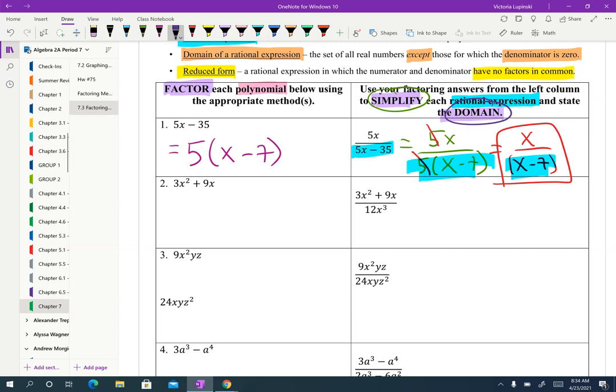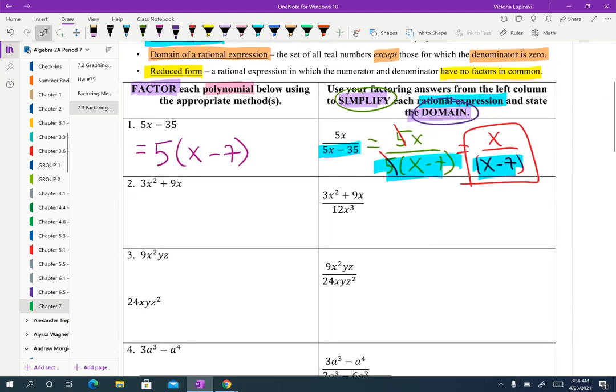If there was ever any value of x that would have made the denominator 0, you have to say x cannot equal that value. So the only restriction here is x cannot equal 7, because if you put a 7 in any of those steps, you would get a 0 on the bottom. That's not allowed, so we call it a restriction. So these first couple should go relatively quickly since the factoring is pretty simple.